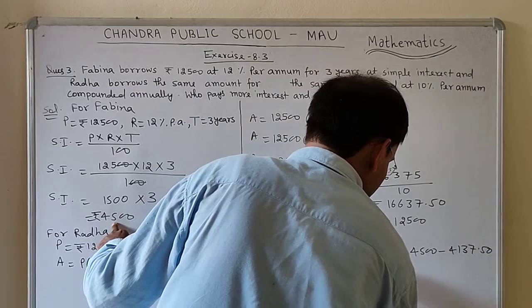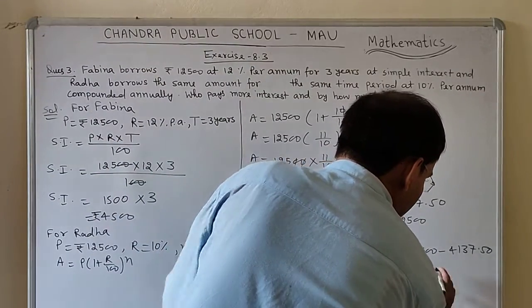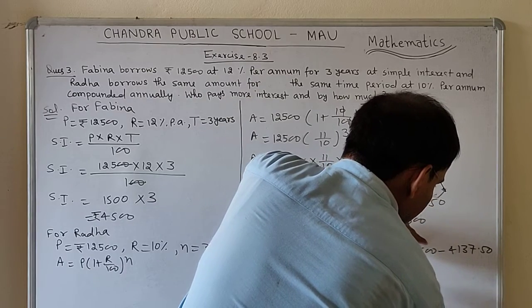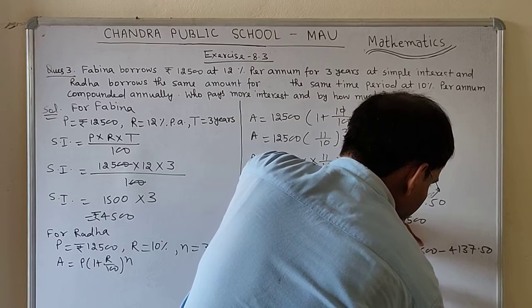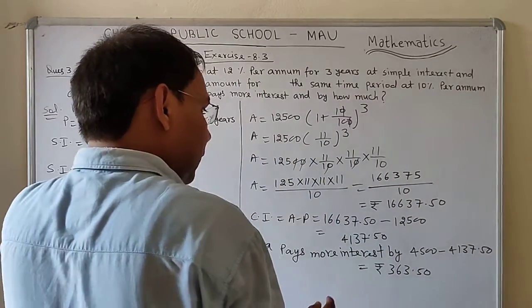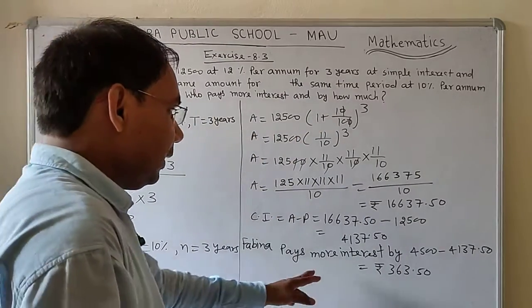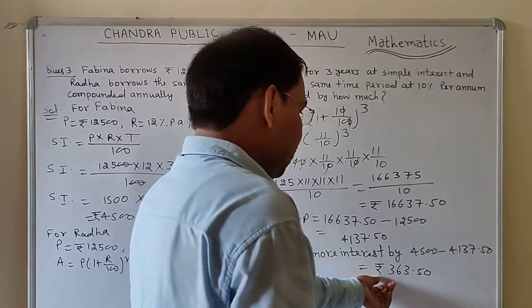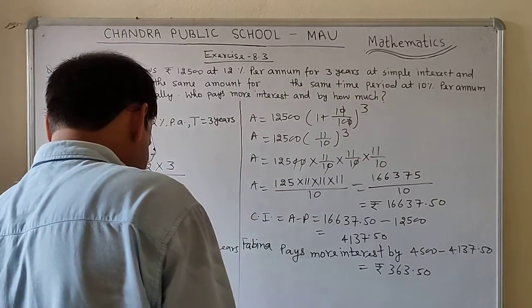If you subtract, it will be .50, and here 3, and here it is 6, and 4 minus 1 is 3. So that will be rupees 363.50. It means she is going to pay rupees 363.50 more. So that is the solution of this question.